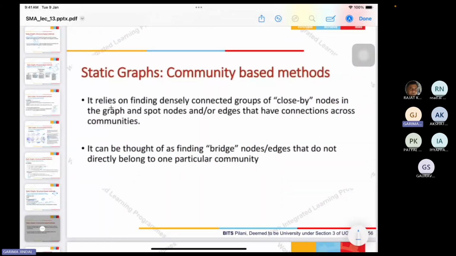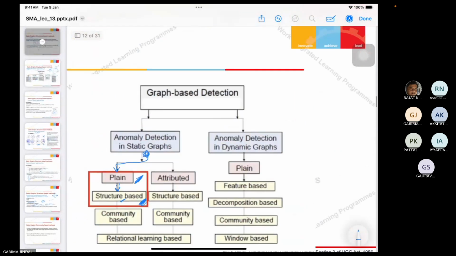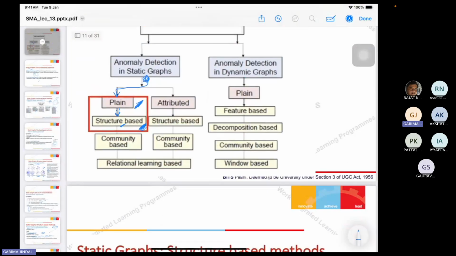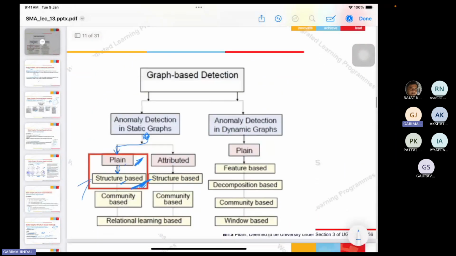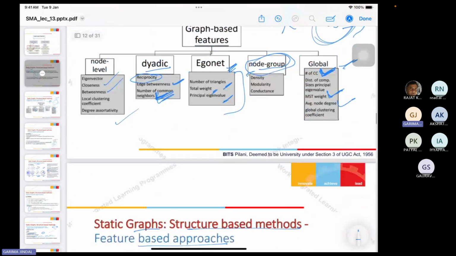So then we have the static graphs. We have covered the plain graph, structural based. In structural based, we have further seen two types of method: one was feature based and the other was proximity based. Next, we are going to discuss the community-based method.